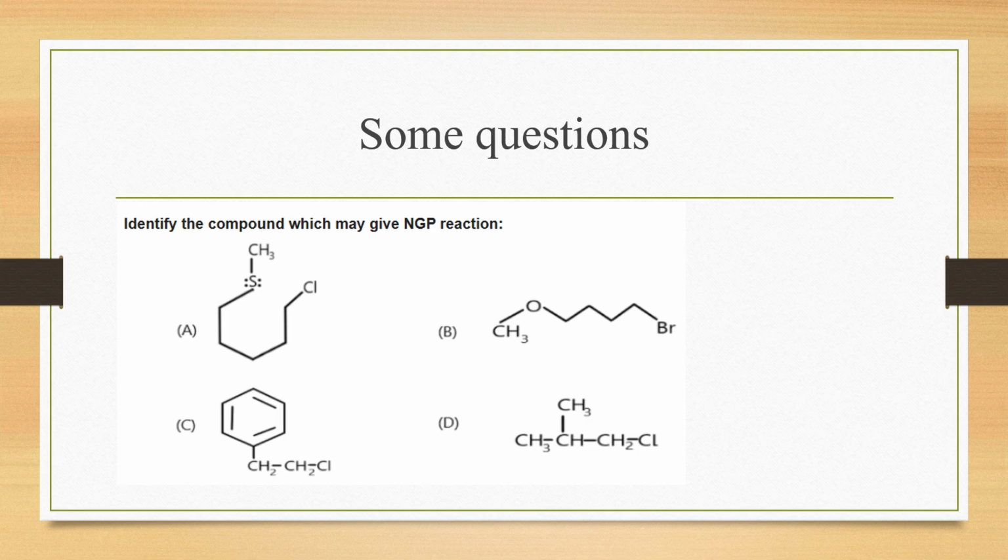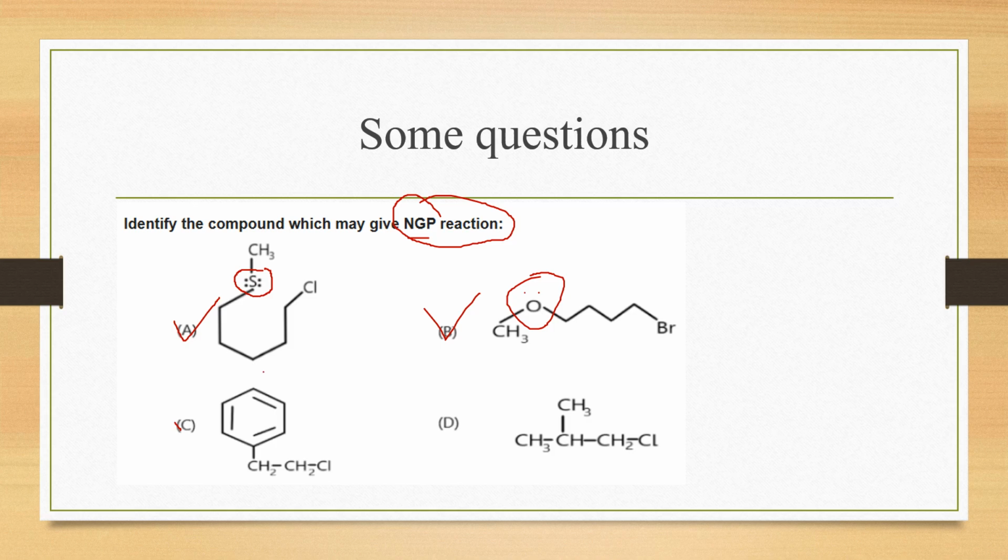So let us discuss some questions. First is, identify which of the compounds may give NGP reaction. Now, how can we identify whether NGP reaction is favorable or not? If there is any extra source of electrons, whether it be a lone pair or pi electrons in the particular compound. As we can see here, there is a sulfur which has a lone pair, so there is a possibility it will give NGP reaction. Second, here again we have oxygen. Oxygen again has lone pairs, so they can contribute to the neighboring group formation reaction.